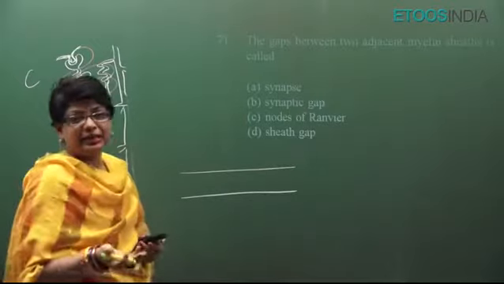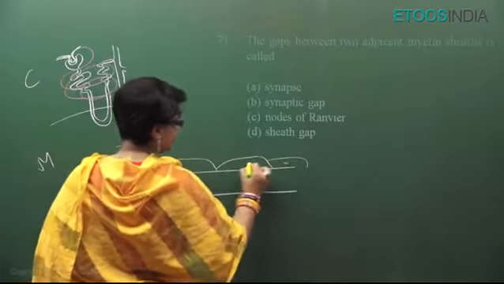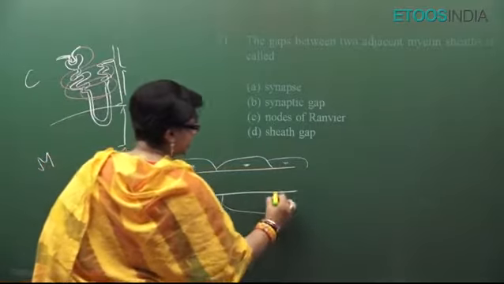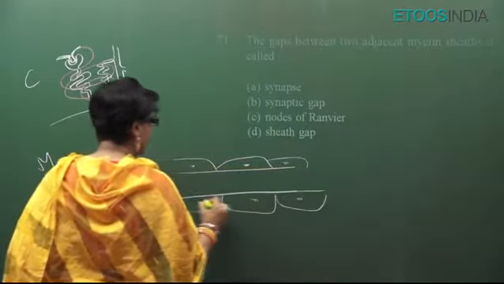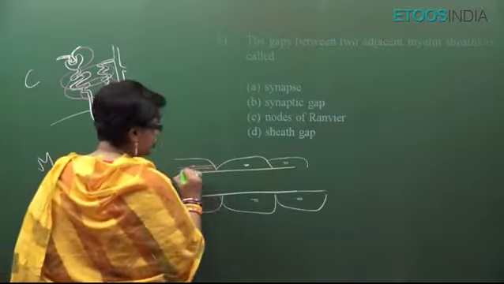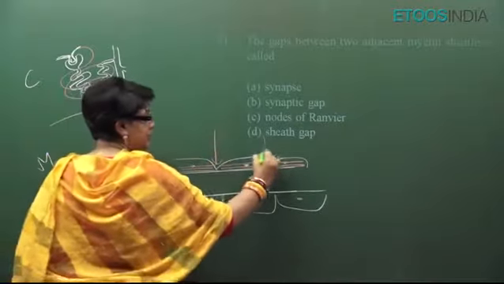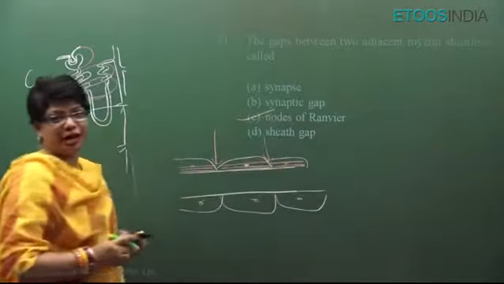Whether it is myelinated nerve fiber or non-myelinated, they always have these Schwann cells. In non-myelinated, they don't produce myelin sheath. In myelinated, they produce myelin sheath. Now, myelin sheath is an insulator because it is phospholipid, sphingomyelin. And there are gaps in this myelin sheath which are called nodes of Ranvier.